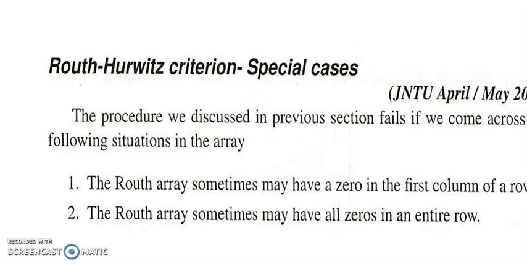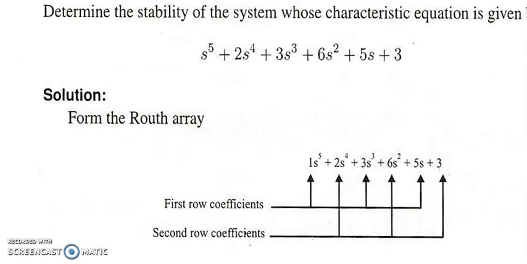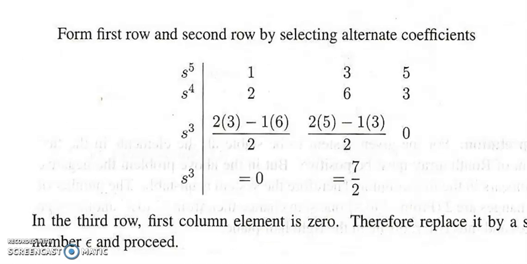Now we consider some special cases of Routh criteria. One, when the Routh array becomes 0 in the first column of a row, and second, when the Routh array sometimes may have all zeros in the entire row. Whenever we have a 0 in the first column, let us take another example. S5, 2s4, 3s cube, 6s square, 5s plus 3. Again, you form the first row coefficients and the second row coefficients and form the Routh table.